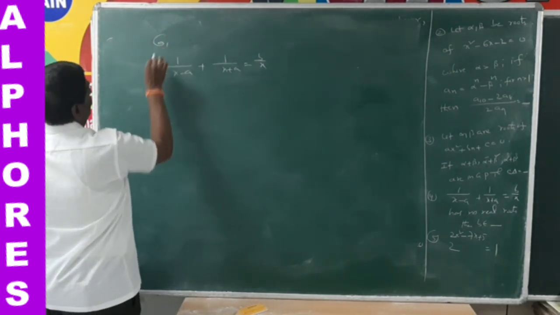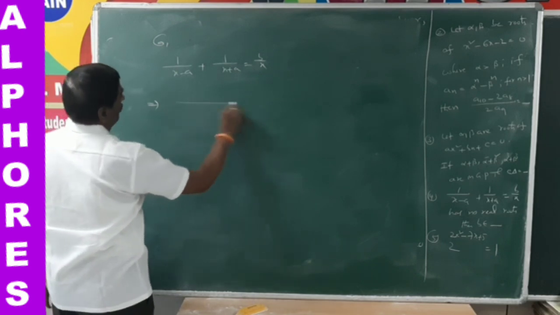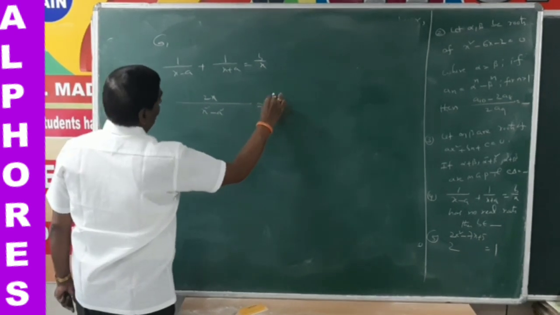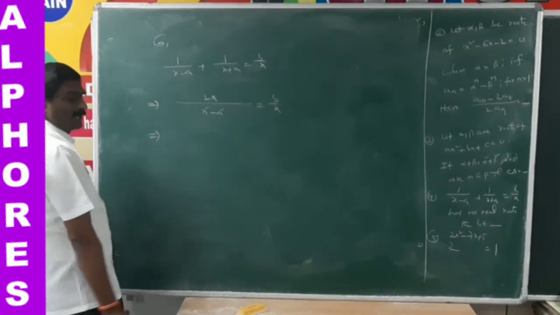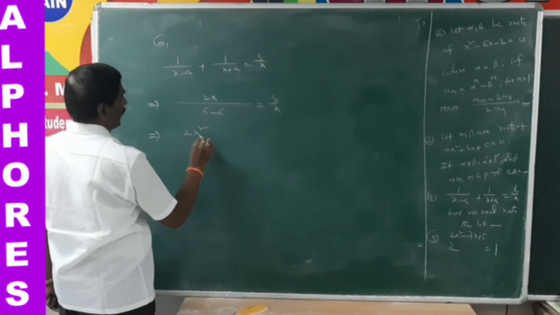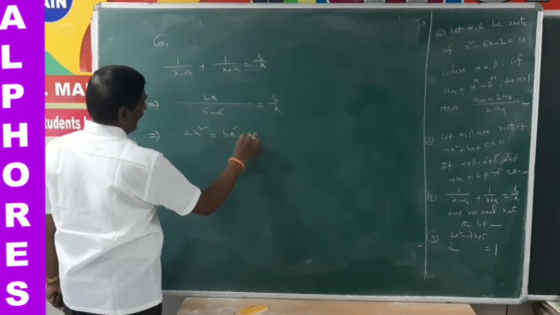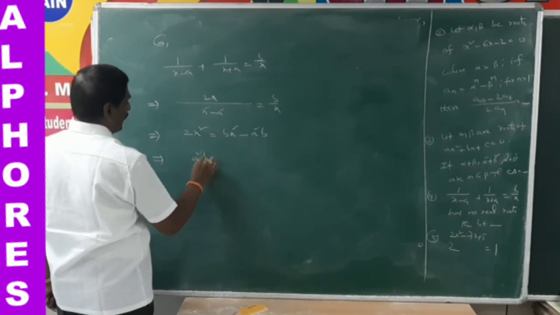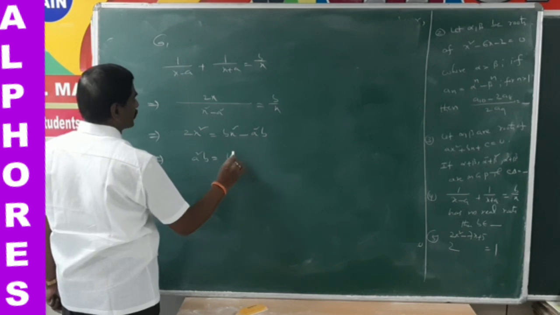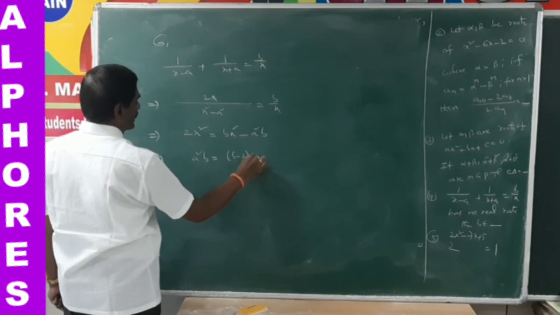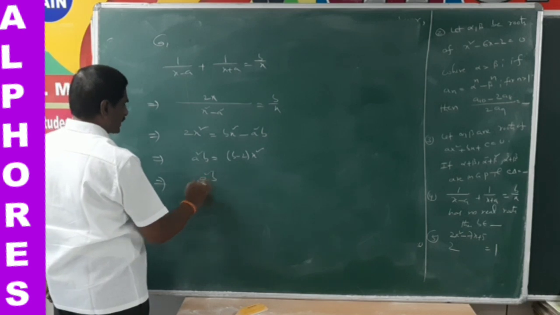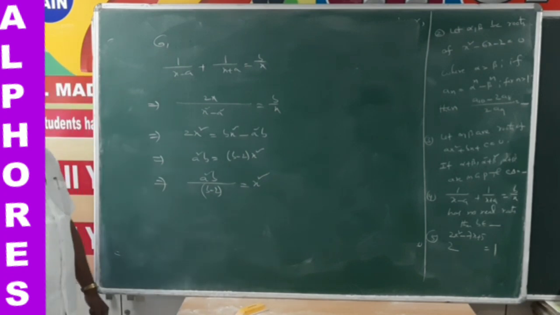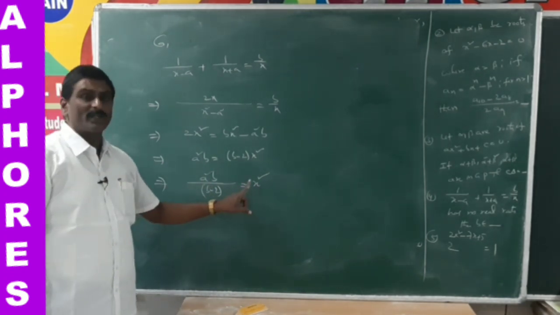First, the given equation is 1 by (x minus a) plus 1 by (x plus a). LCM is x square minus a square. Here (x plus a) plus (x minus a) means 2x by (x square minus a square) is equal to b by x. After cross multiplication, 2x square is equal to b x square minus a square b. That implies a square b is equal to b x square minus 2x square, means (b minus 2) of x square. That implies a square b by (b minus 2) is equal to x square.